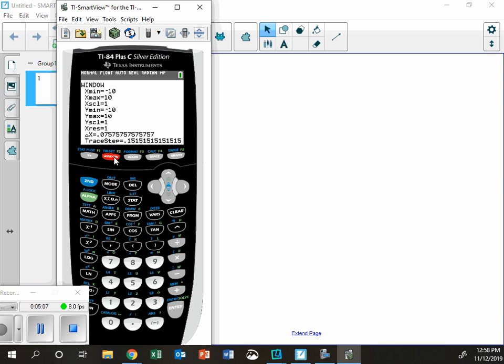Is higher an X thing or a Y thing? Y. Y max. Very good. So the Y max, I want it to be bigger, so I want it to go to a maximum of, let's say, 20 instead of 10. Now I'm going to hit graph again and see if that did it. Yay, it did it. Okay.